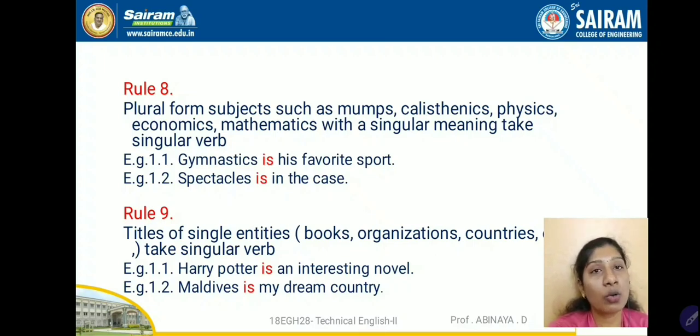The last rule, rule number 9: titles of single entities, books, organizations, countries, take a singular verb. Suppose United States of America, there is "states", but you should not go for "are", you should go for "is", because it is the name of a body, a title of a body, like that. See the examples: Harry Potter is an interesting novel. Maldives is my dream country. Maldives, even though it comes with S, you should not make the verb "are", you should make it "is". Maldives is my dream country.